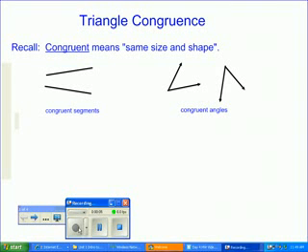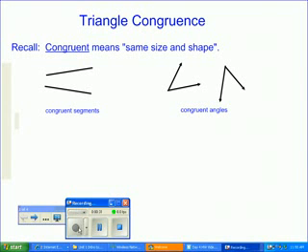This video is going to briefly explain what we mean by congruent when we're talking about congruent triangles. If you'll recall from class, the word congruent means the same size and shape. We don't, for shapes, use the word equals typically because equals implies also the same location, so two equal shapes would have to be right on top of each other. Congruent just means the same size and shape.